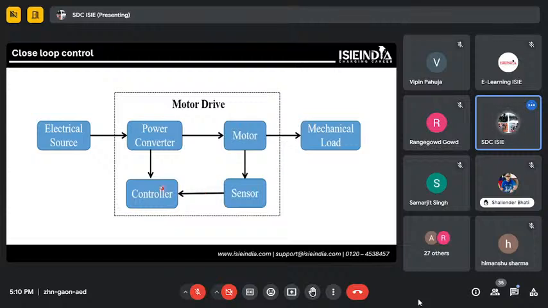And the controller gets sensor responses from the motor. In built-in PMSM motors, resolvers are there; in BLDC motors, Hall effect sensors are there. These sensors send their responses to the controller, and through the controller the power converter delivers power to the motor, and then it gives a mechanical output, right? When we give an electrical input, we get the mechanical output to propel the wheel. That's how we call it a closed loop control system.